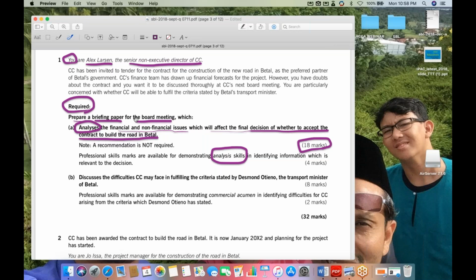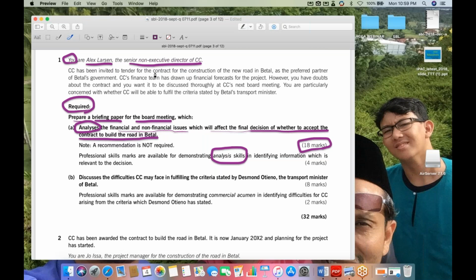Analyzes. Your task. Okay. Preparing a briefing paper. Your audience. Okay. That is for the board meeting. And then you are holding the role as what? Alex Larson, the senior non-executive director of CC. Okay. If you know the job of a non-executive director, you would know what Alex Larson should be doing, because now Alex Larson is you. All right.